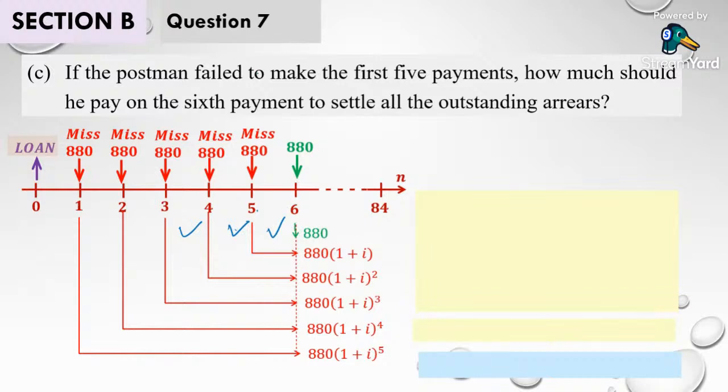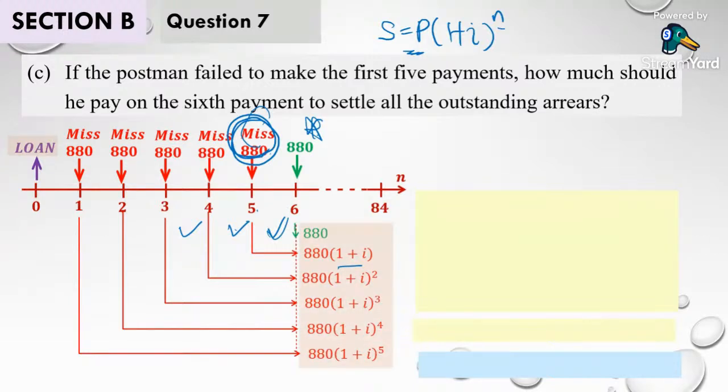The concept of compound interest. So S equals P(1 plus i) power of n. So for example, I consider this one as my P, which at this point here to get the S, you substitute the P as 880, (1 plus i) power of 1 because only 1 compounding period. So these are the amounts that I list out. This is the amount that we want to pay. We need to total this amount up and find out the amount we need to pay.